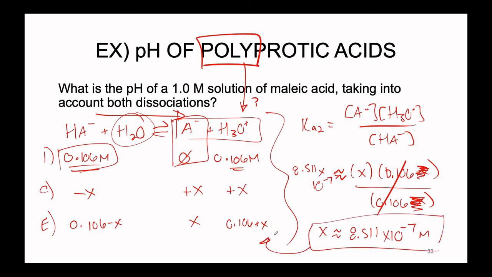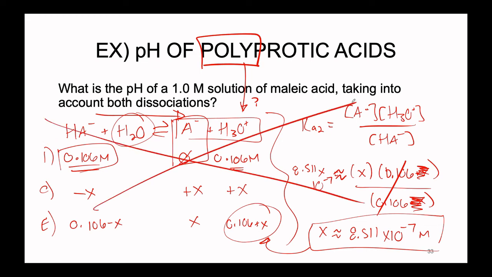Which means if we want to calculate our concentration of H3O+, so we can actually get a measure of pH, the change away from the equilibrium conditions after the first dissociation is so small that we didn't actually even have to do any of this math. There was no significant change, right? 0.106 plus 8.5 times 10 to the negative 7 is approximately 0.106. We don't see any significant change due to significant figures. So why did we go through the entire second calculation?